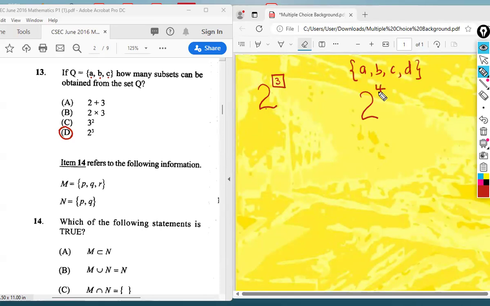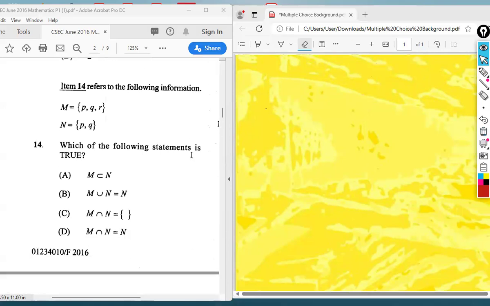So that's the answer for 13, right? I'm going to scroll down so you all can see 14. So 13 was D. Right? It's just a formula, and the underneath value will always be 2. That's just part of the formula. It will always, always, always be 2.